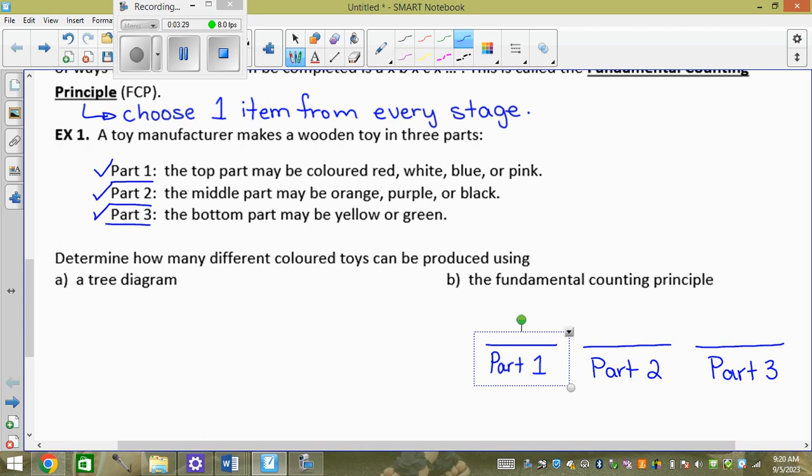So part 1, I'm choosing 1. And how many options do I have? 4. So above, I actually put the 4. And then part 2, we have orange, purple, or black. How many options do we have? 3, but the blank says we're still choosing 1. Then we have yellow or green, which is 2, but the blank says we're still choosing 1.